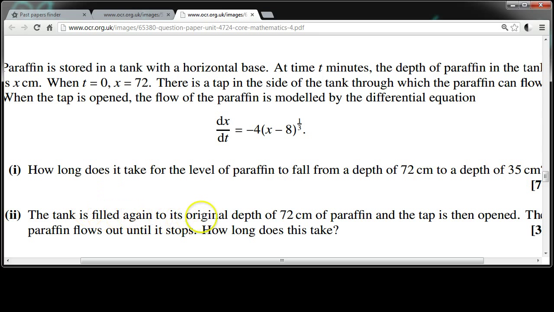The tank is filled again to its original depth of 72 centimeters of paraffin, and the tap is then opened. The paraffin flows out until it stops. How long does this take?